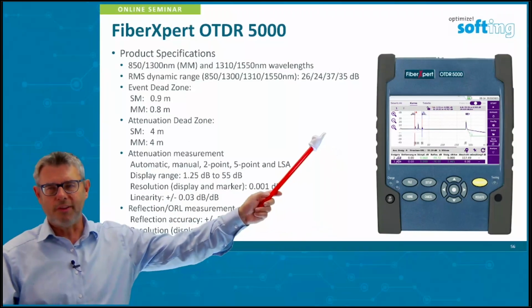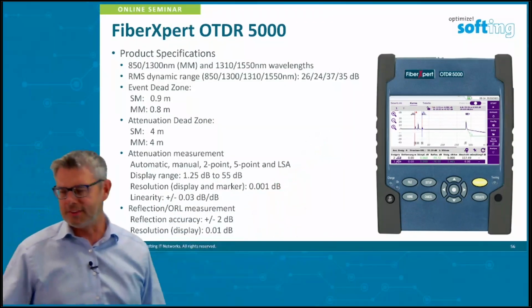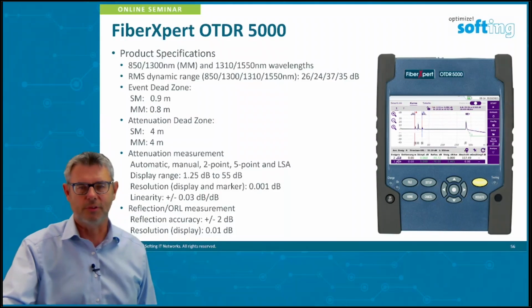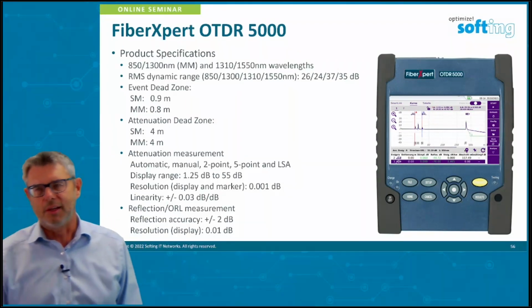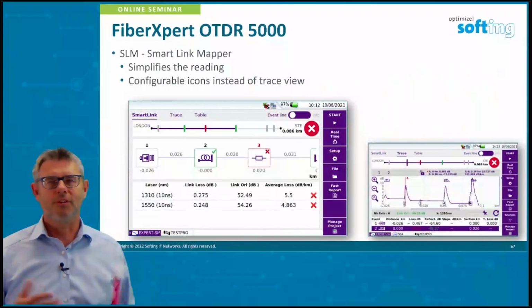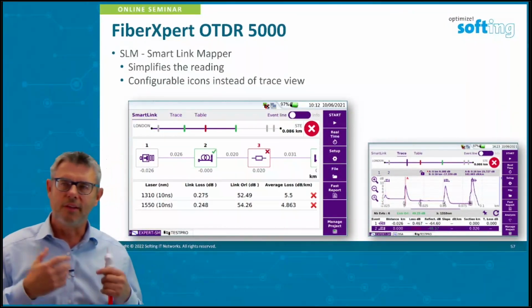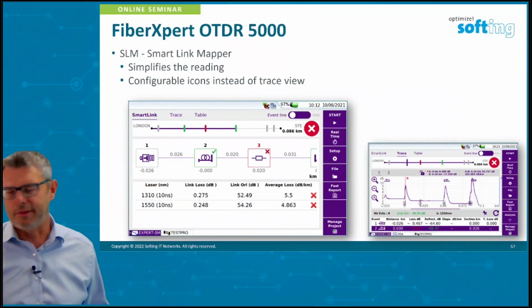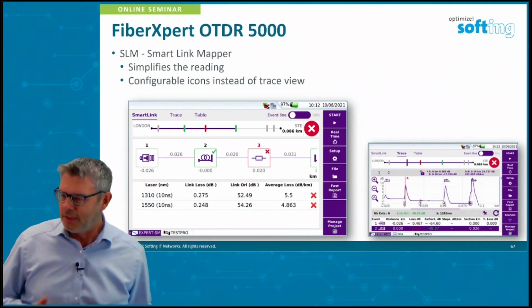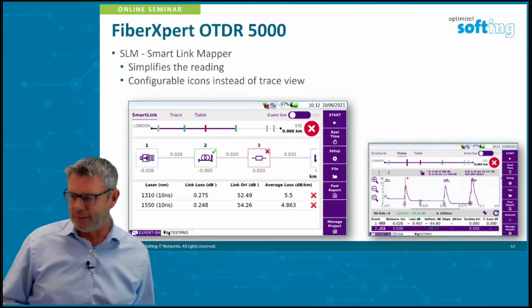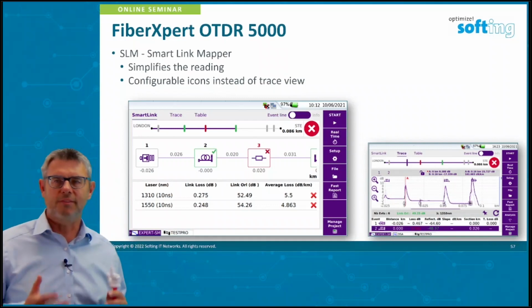That's one way to present the measurement, this style of traces we have. So we always saw traces until now. Nowadays, there are a lot of people who don't want to handle traces. They want to have a different kind of display. Therefore, the instrument offers the so-called Smart Link Mapper, SLM, functionality, which simplifies the readings.